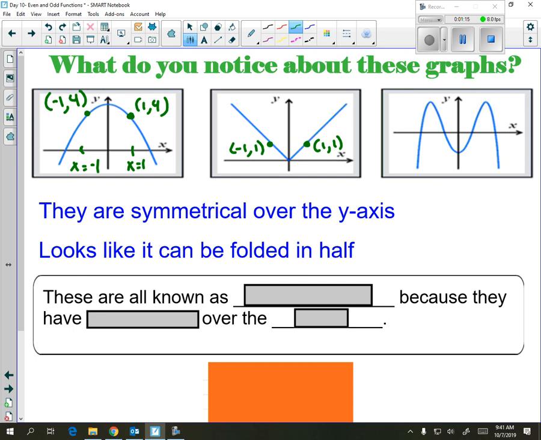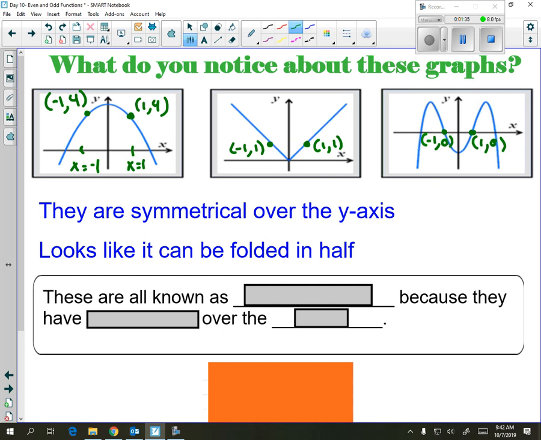Same thing with the last one. If you have a coordinate of 1, 1, if you know that function is symmetrical over the y-axis, this is going to go to -1, 0. So our x values are flipping, but our y values, the heights, are staying the same.